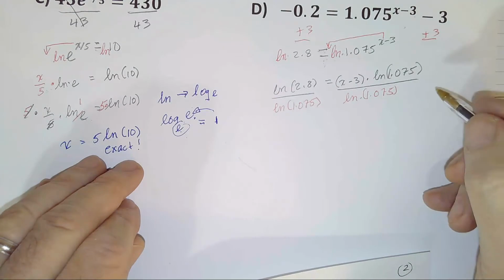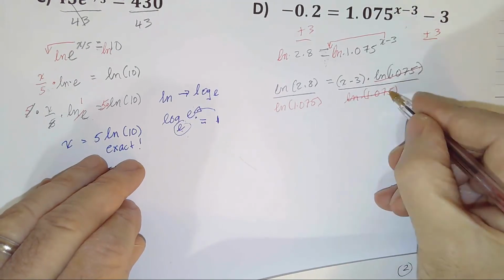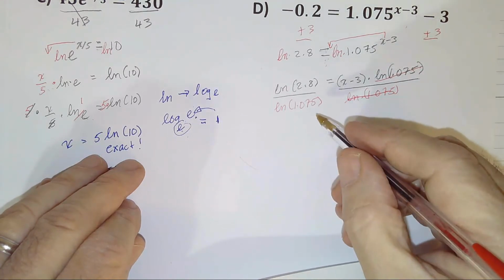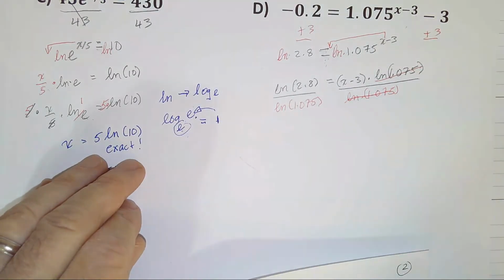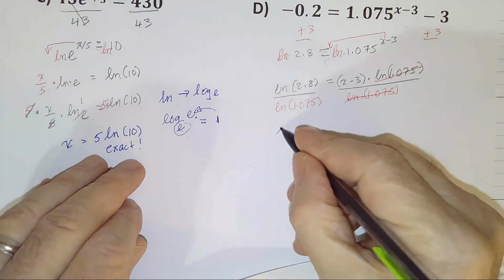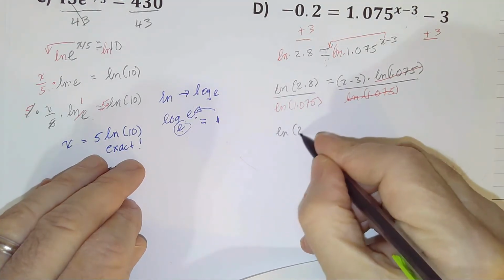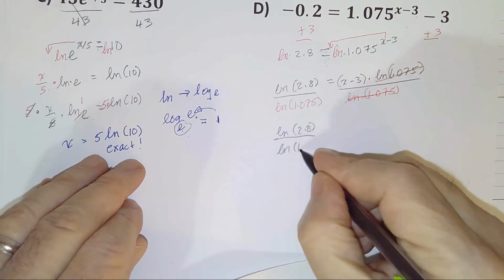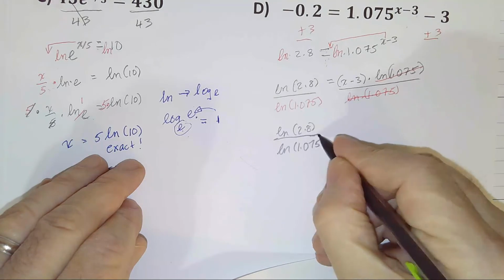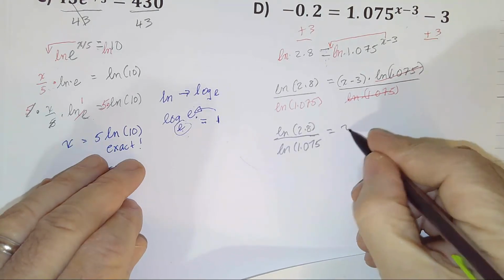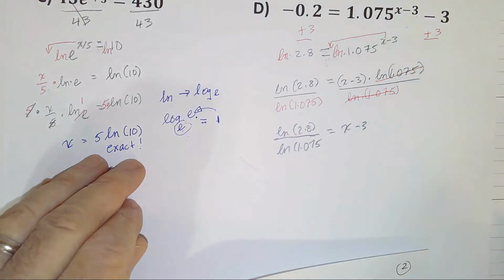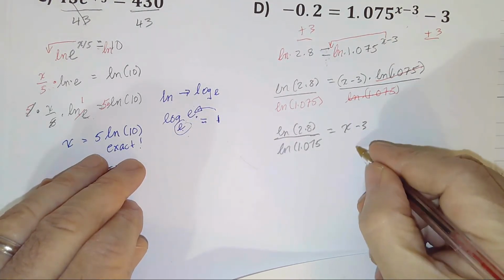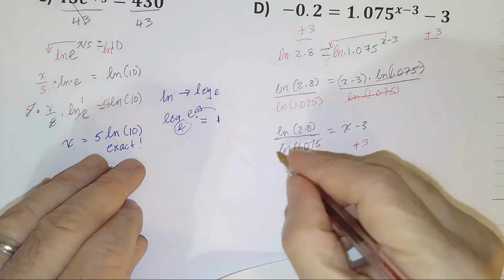And when I do that, this cancels, and now I have x minus 3 by itself, so I'm going to rewrite this as natural log of 2.8 divided by the natural log of 1.075, and that's going to equal x minus 3. So what I want to do is add 3 now, because I want to get x by itself. Add 3 to both sides. Add 3 here. I'm going to add 3 over here.